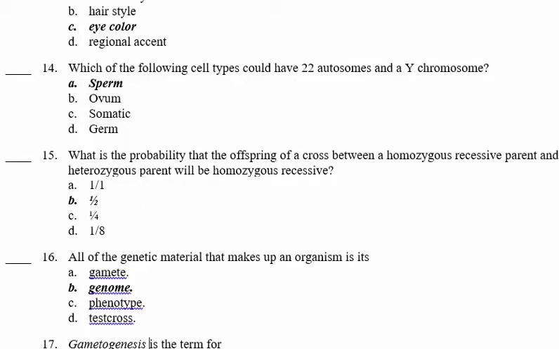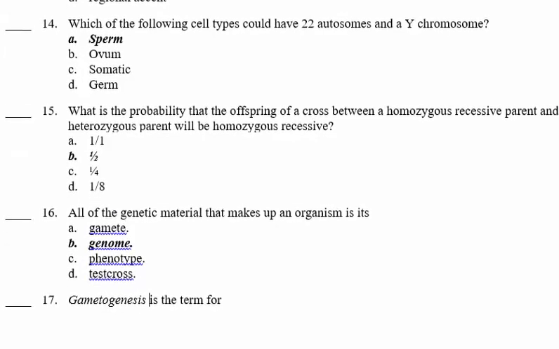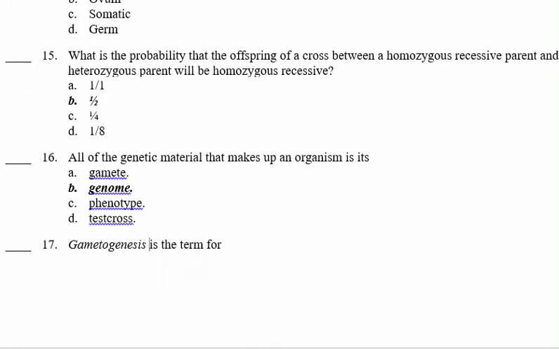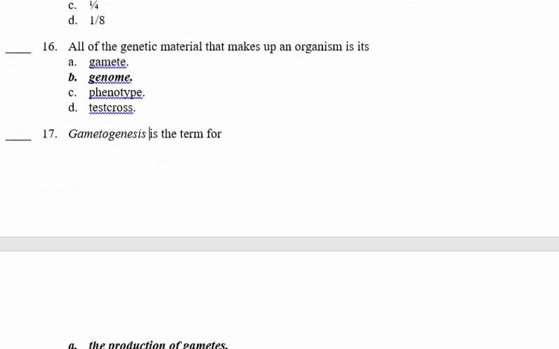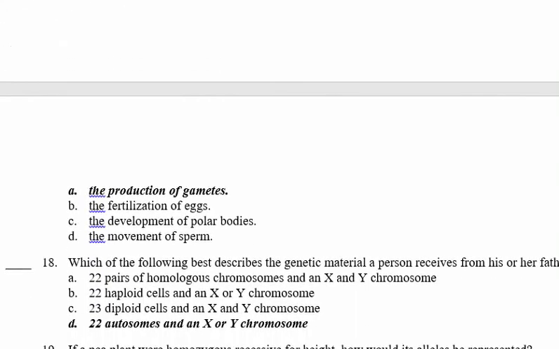Number 16. All of the genetic material that makes up an organism is its genome. Of course, a few years ago, the scientists discovered the genome, and now they can read the human genome from A to Z, and they can detect the position of each gene, the chromosomes that are determining a certain gene, and how to treat a certain gene if it's carrying a certain disease. Gametogenesis is the term for, of course, the production of gametes.